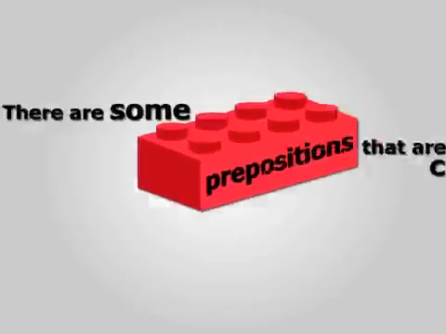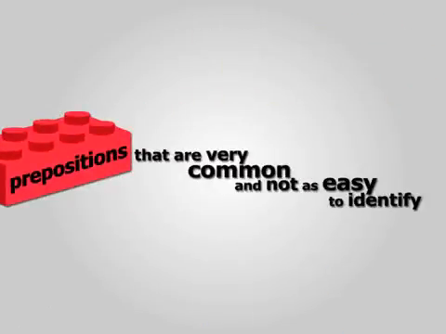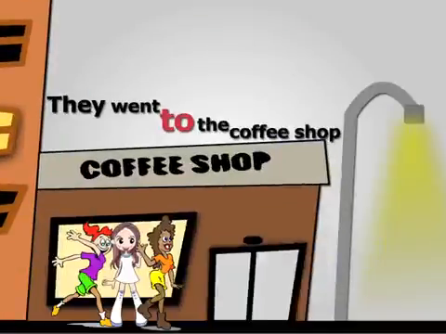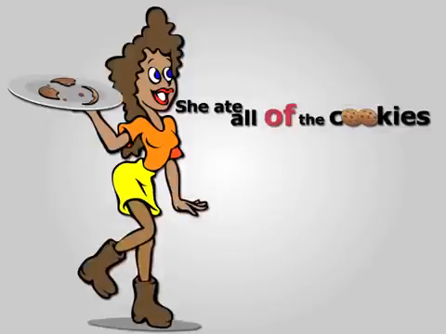There are some prepositions that are very common and not as easy to identify. The two most common ones are to and of. They went to the coffee shop. She ate all of the cookies.